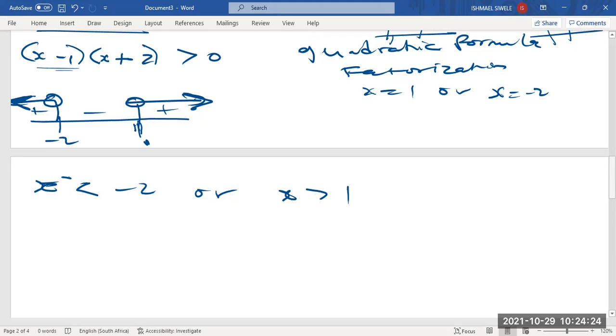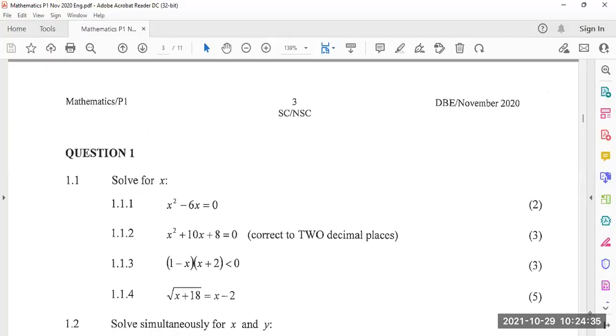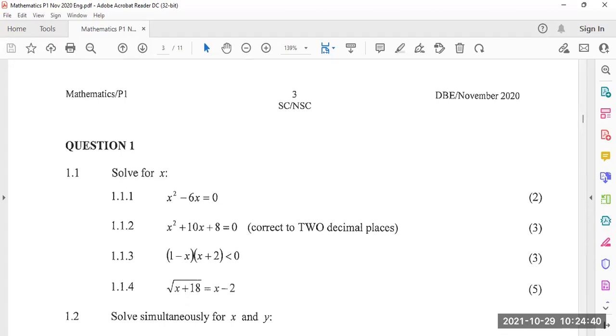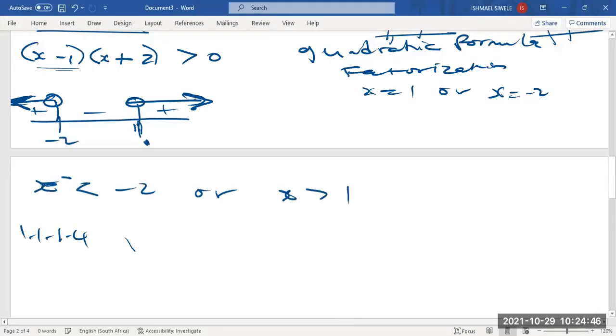On 1.1.3. Okay, so with that said, we are moving on. 1.1.3, we are done with it. Now we're looking at 1.1.4. So what is it that we have on 1.1.4? They gave us the square root of x plus 18. X plus 18. Okay, and what else do we have? And this is the question 2.